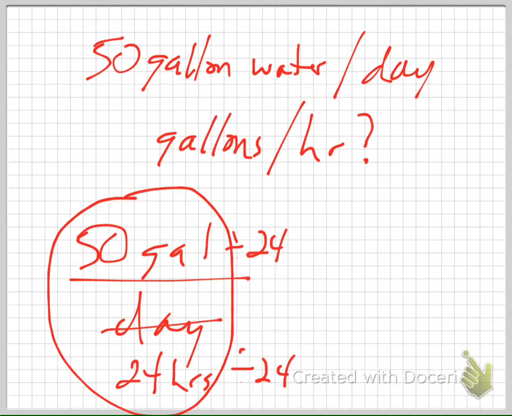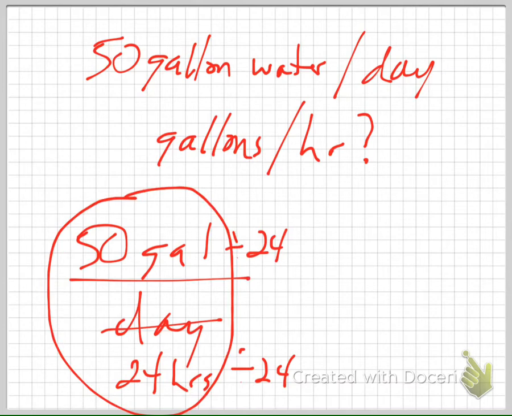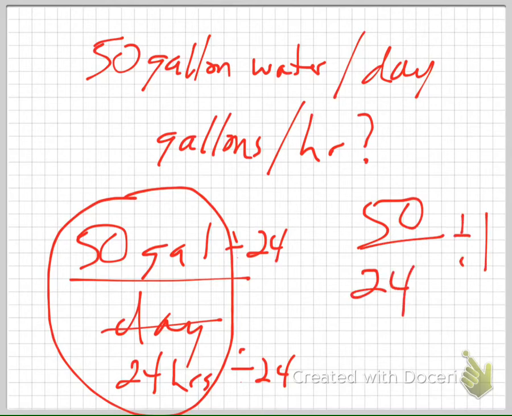What's 50 divided by 1? 50. What's 24 divided by 1? 24. So I'm not really doing anything to this. I'm just shifting it around. I'm dividing it by 1 in the form of 24 over 24, right? I'm taking 50 over 24 and dividing it by 1. Does that make sense?